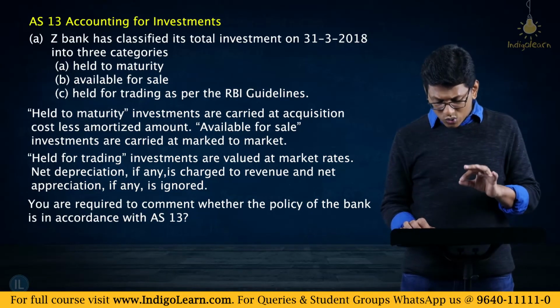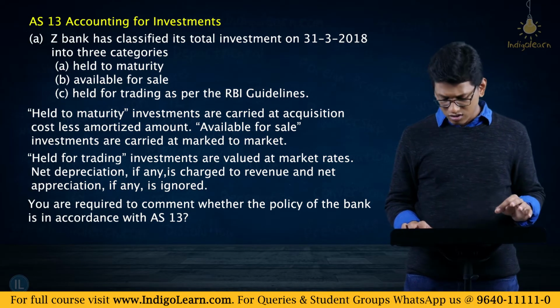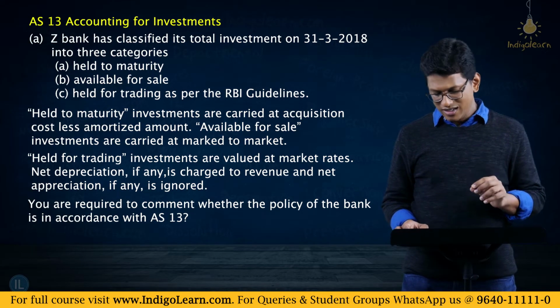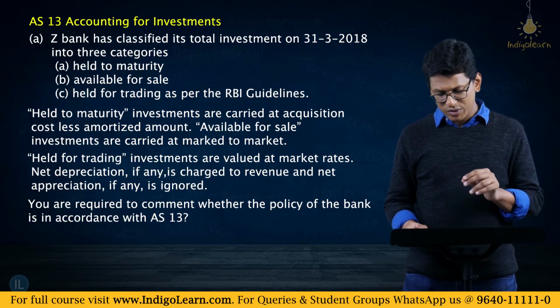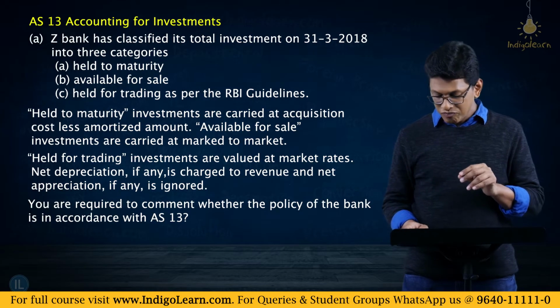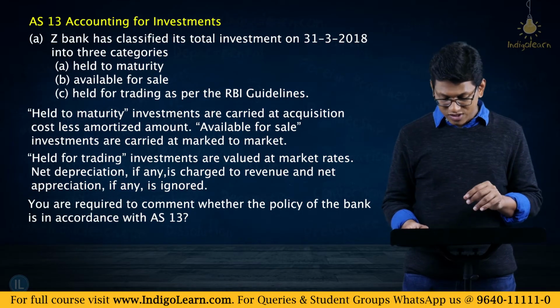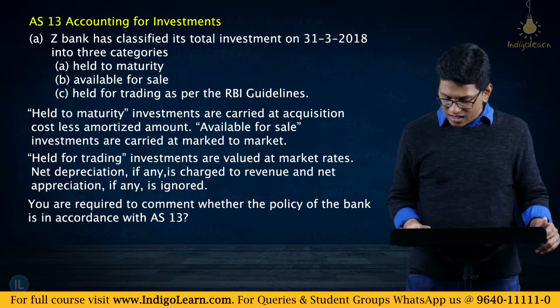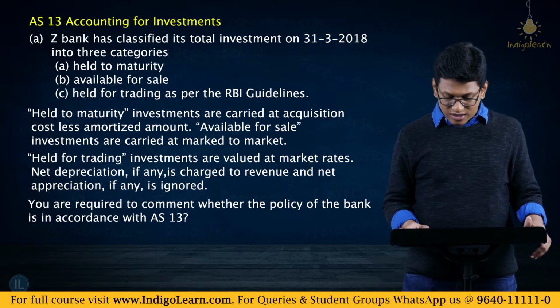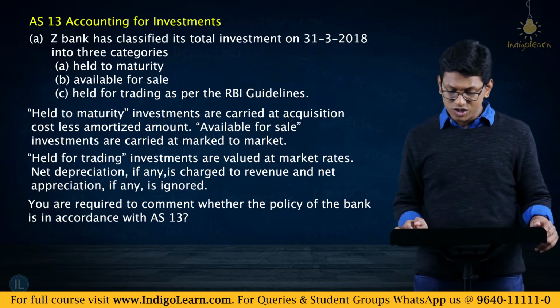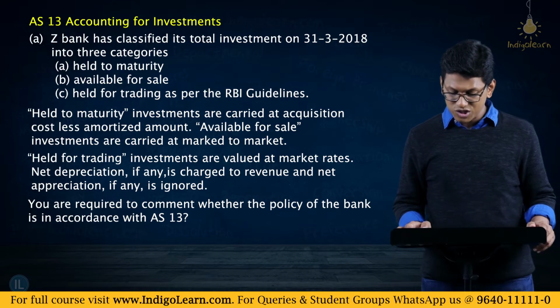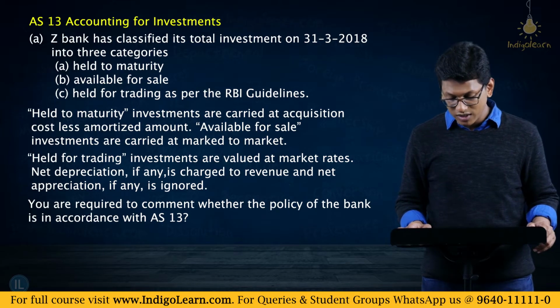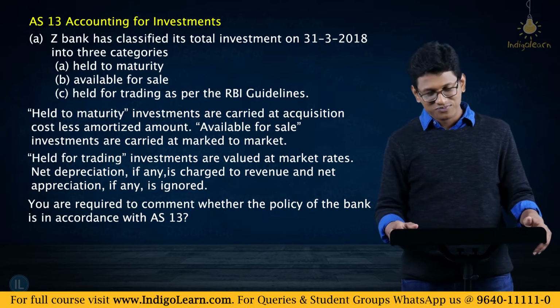Right, now come to an Accounting Standard 13 related question, investments of course. Z Bank has classified its total investments on 31st March 2018 into 3 categories: held to maturity, available for sale, held for trading as per RBI guidelines. Held to maturity investments are carried at acquisition cost less amortized amount. Available for sale investments are carried at mark to market. Held for trading investments are valued at weekly intervals at market. Net depreciation, if any, is charged to revenue, and net appreciation, if any, is ignored. You are required to comment whether the policy of the bank is in accordance with AS 13.